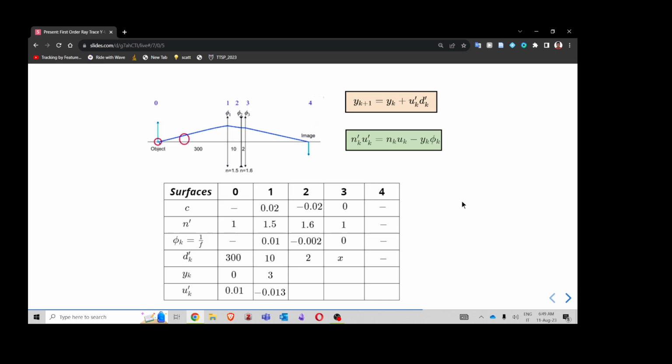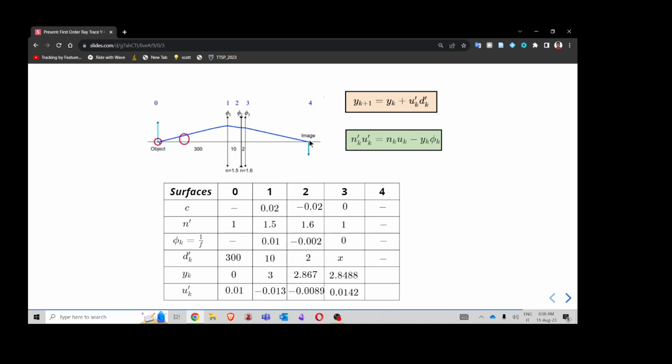Now we just repeat these two formulas for both the second and third surfaces. You could stop the video and go through these calculations, but I'm not going to explain them; it's just simple substitution, as I said for the first surface. So now we have done this for all the surfaces 0, 1, 2, 3, and the fourth surface is the plane at which the image is formed.